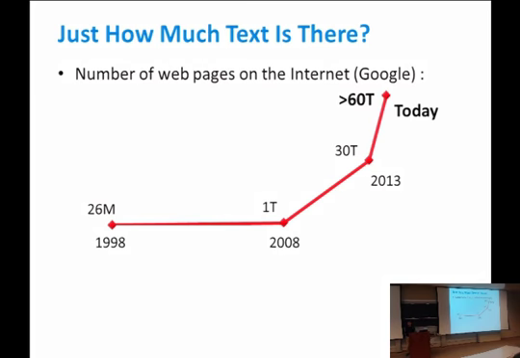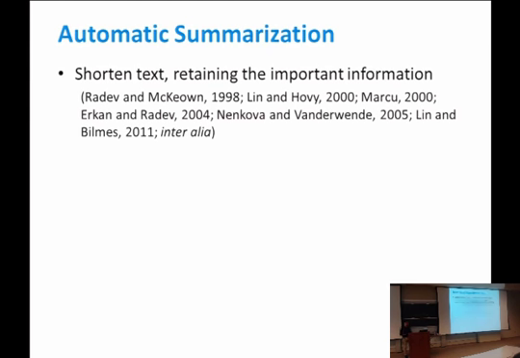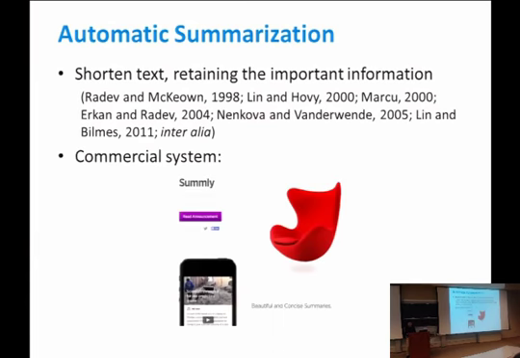today. So with this large amount of text data, what I'm interested in is how we can actually structure this data, as well as how we can understand this data to enable some interesting text applications. So what are some of these applications? One of them is automatic summarization, the task of shortening some text while retaining the important information. In the research community, there's been a lot of work in this area over the past 15 years. More recently, there's also been some commercial success. For example, you might have heard of Summly, this news text summarization company that got acquired by Yahoo.